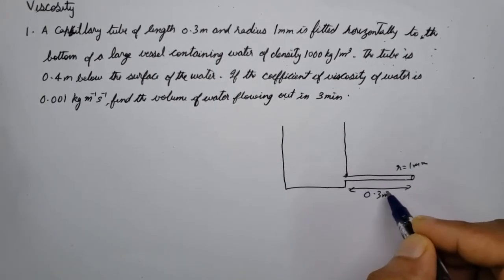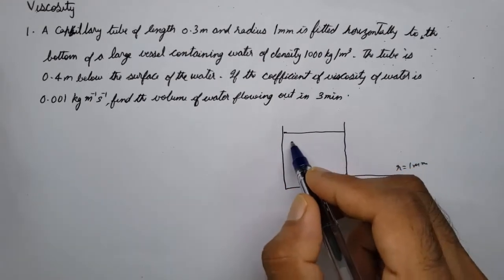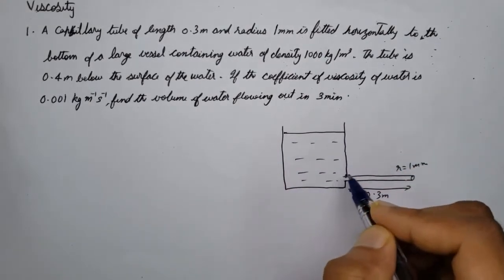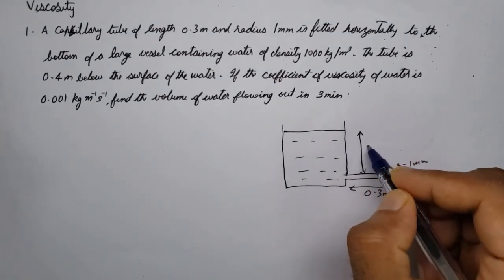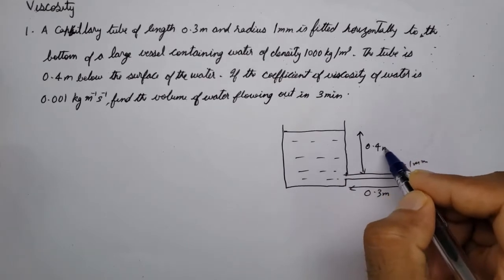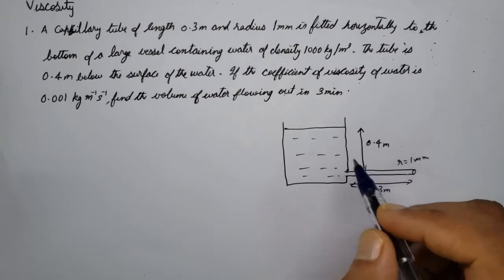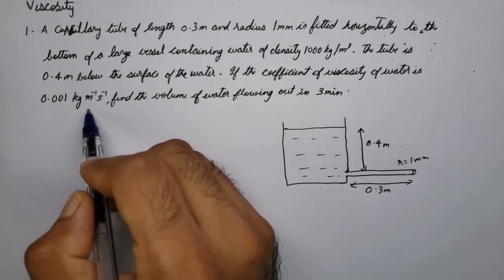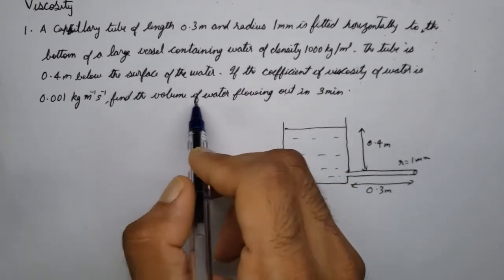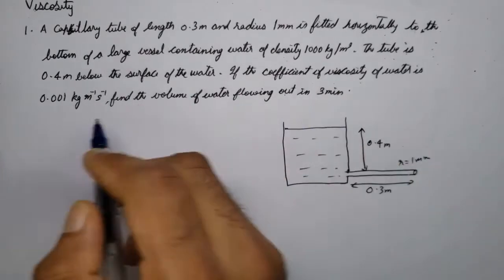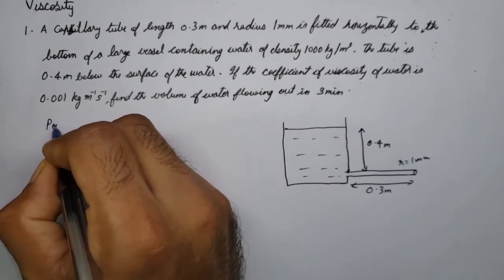The tube's length is 0.3 meter, and it is filled with water. The container is filled with water. This tube is at a depth of 0.4 meter below the water level. The coefficient of viscosity of water, eta, is 0.001 kilogram per meter per second. Find the flow rate of the volume of the water flowing out in 3 minutes. So we have to use Poiseuille's formula for doing this.